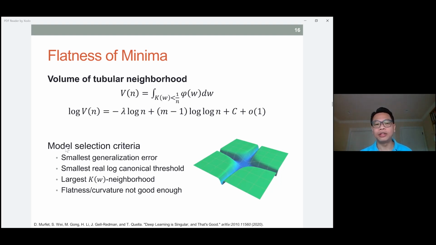And so if you are trying to find a good model, you will want to find one with the smallest generalization error. It means that you want to find a parameter that has the smallest real log canonical threshold, which means that you want to find the parameter that has the largest K neighborhood, right? K neighborhood meaning this water level thing that I talked about. What's the volume of the tubular neighborhood given by K? And this is the best way to measure the curvature or the flatness of the likelihood function, sorry, of the objective function, and not the Riemann.